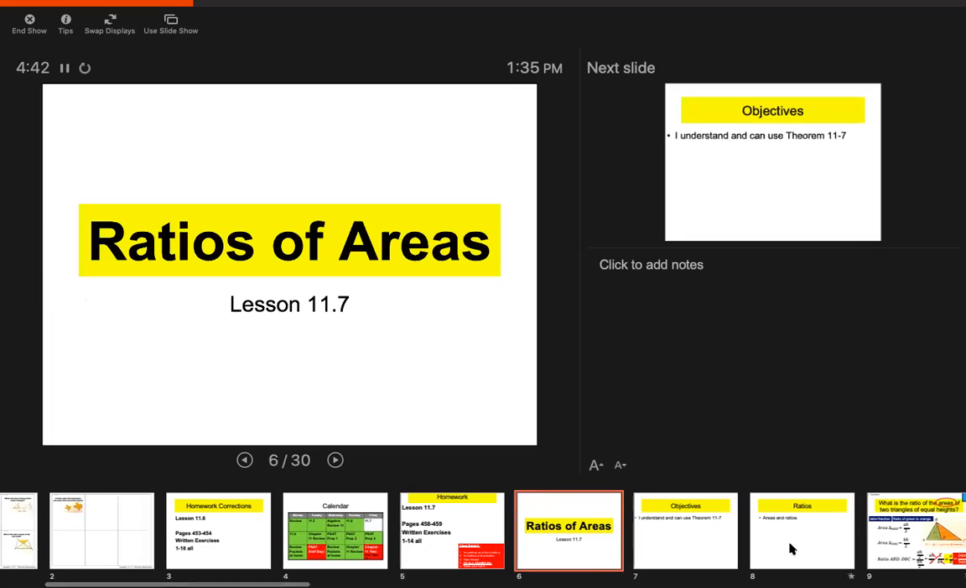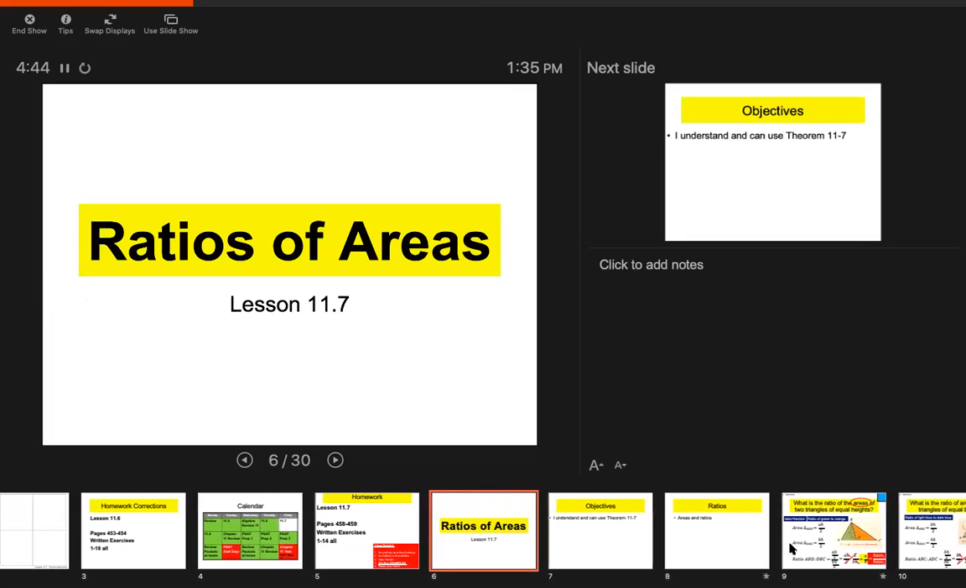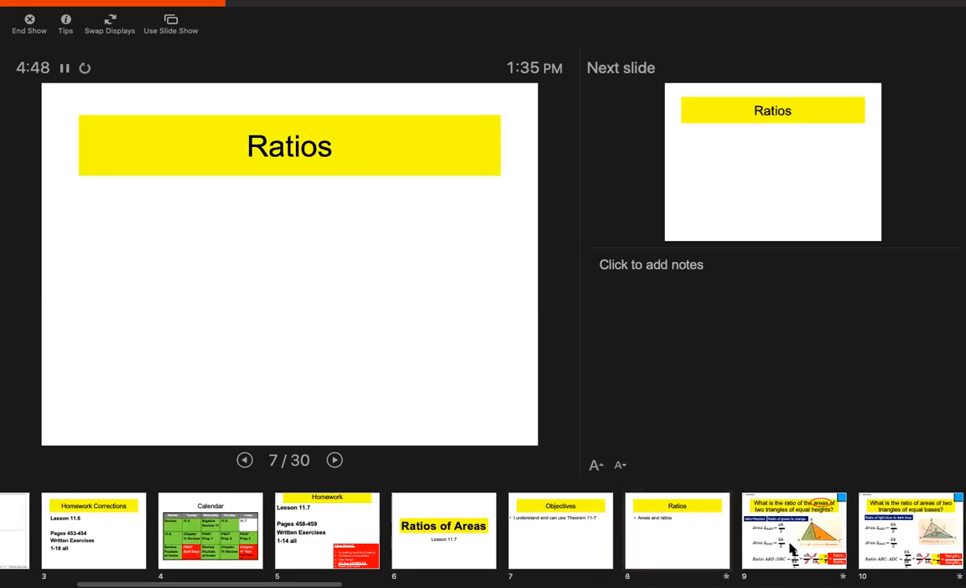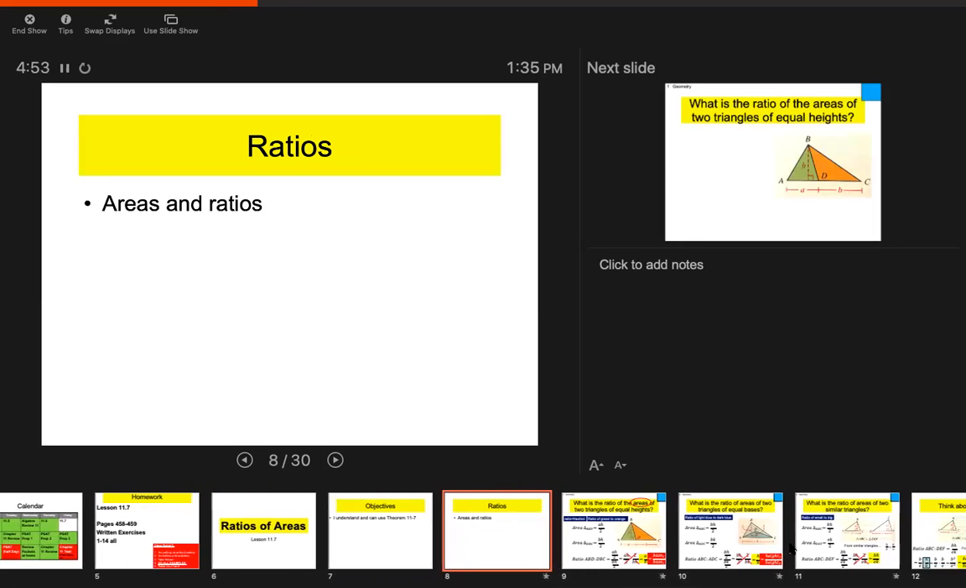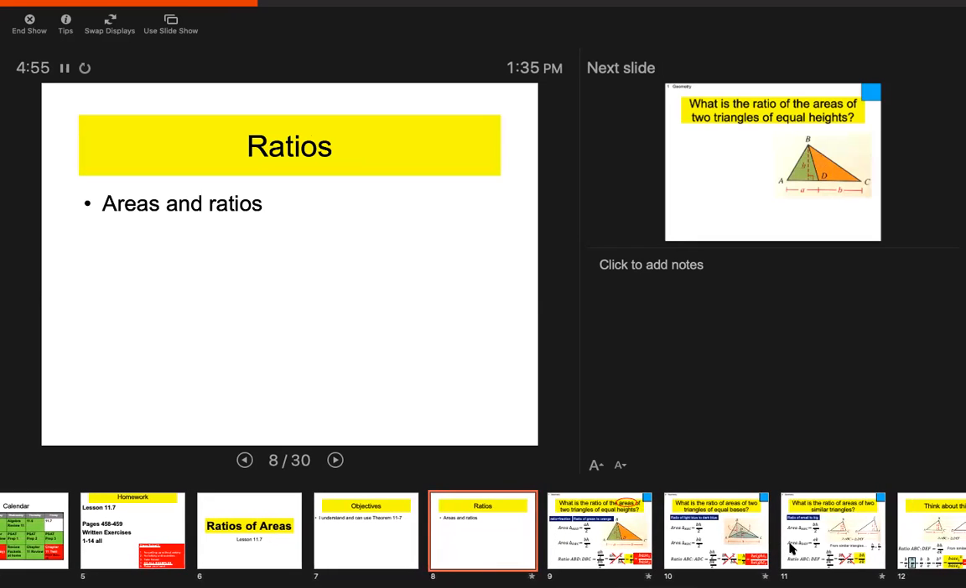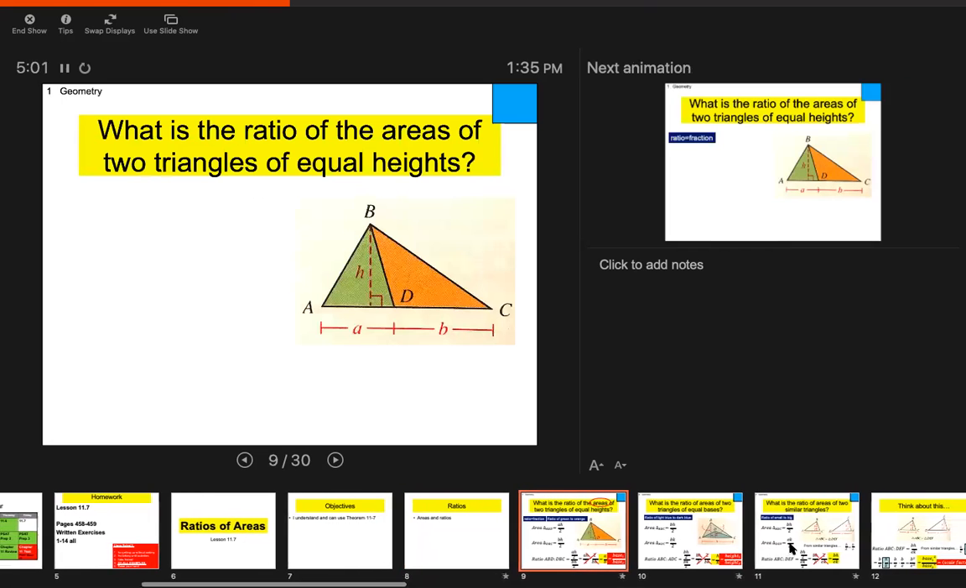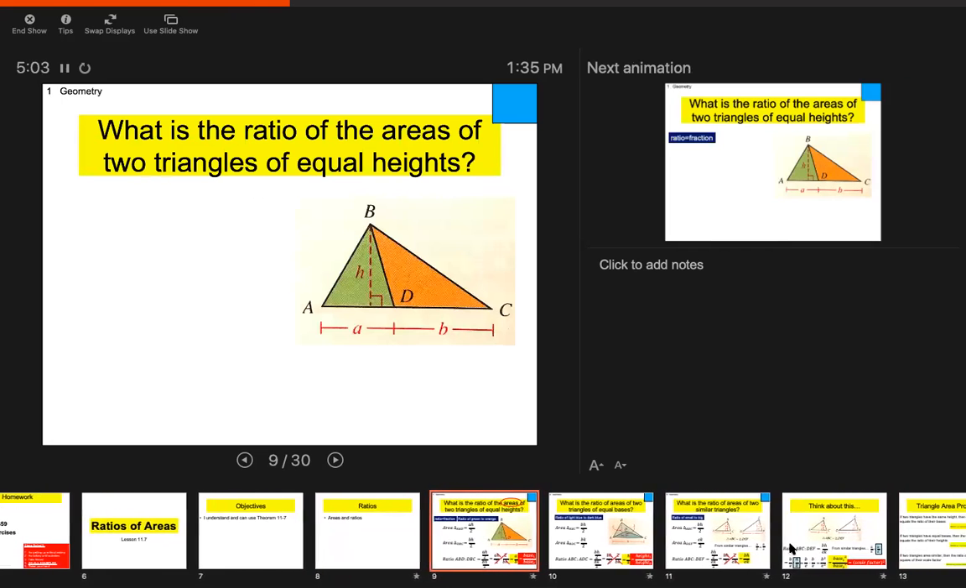All right, here we go. It's called ratios of areas. So clearly it's going to deal with a ratio of areas. When you see the word ratio, you think fraction. So we're going to be doing fractions made up of areas. It's usually just best to jump right in.